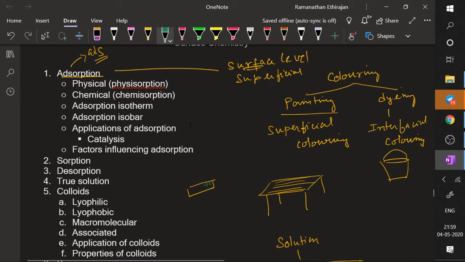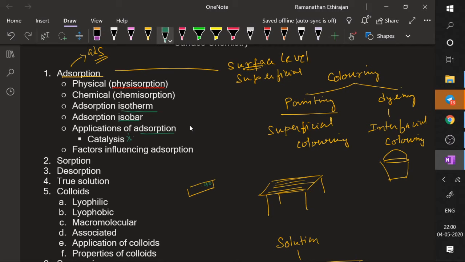Then, adsorption isotherm means we will be studying some characteristics based on the rate of adsorption at constant temperature. We will also be able to get some curve at constant pressure, so this is the adsorption isobar. And we will discuss the applications of adsorption in this topic, where catalysis is very important.